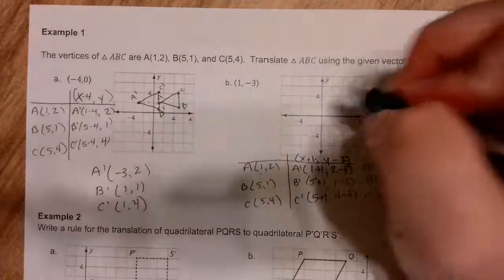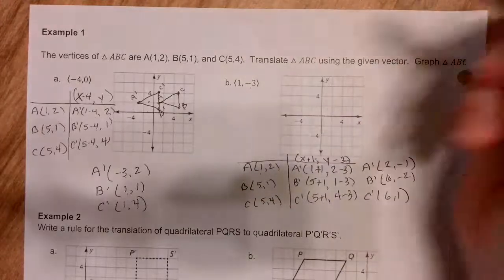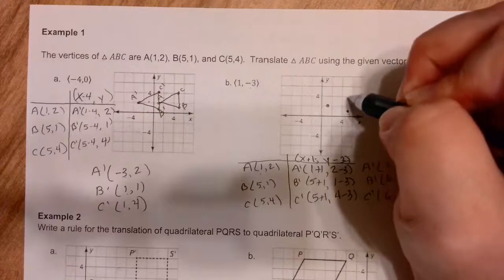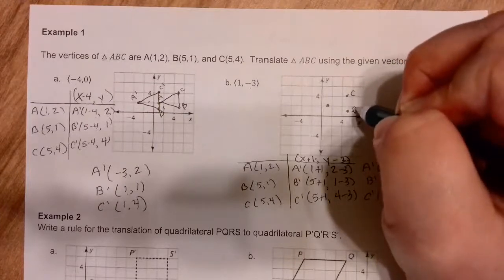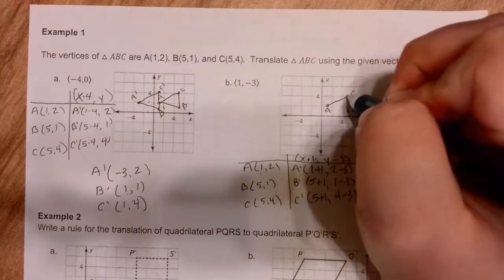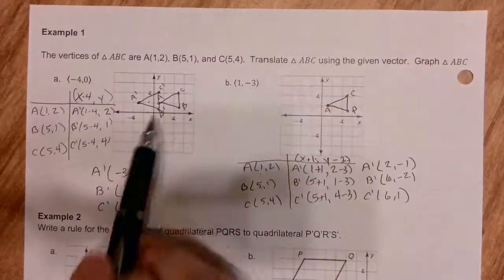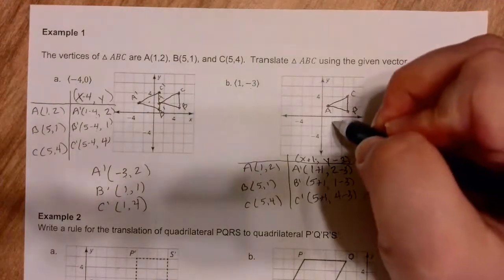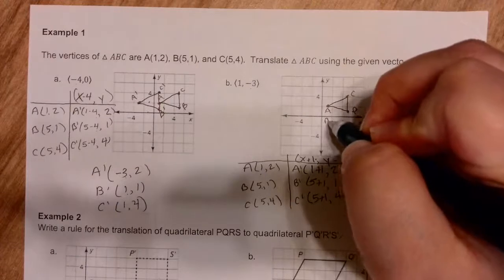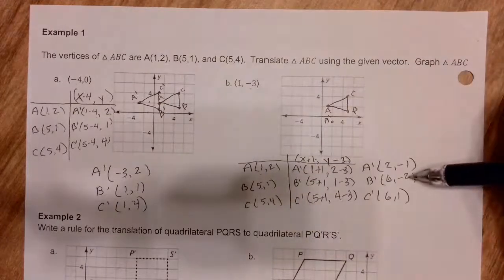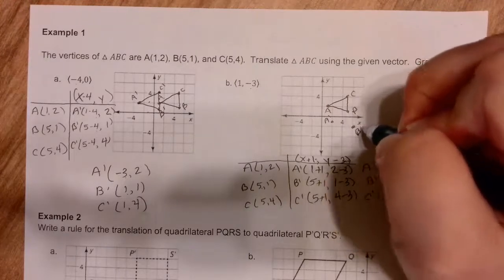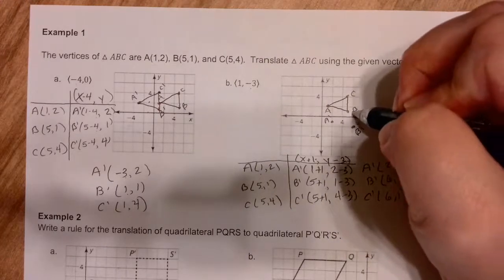So let's graph. A, B, and C are still the same 3 points. A, B, C. Just copying it from part A. Now A prime is 2, negative 1. B prime is 6, negative 2. And C prime is 6, 1.